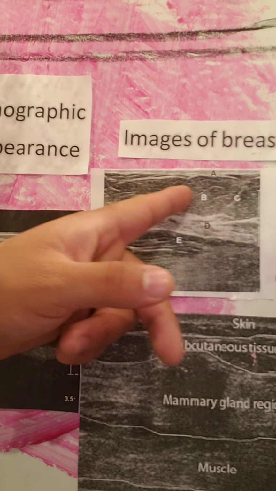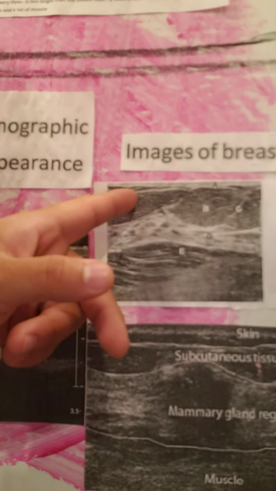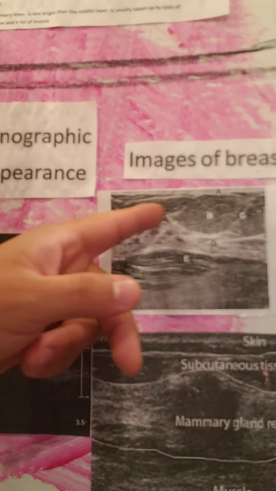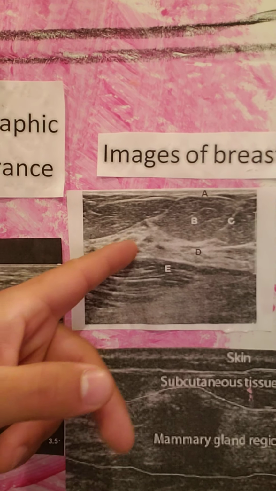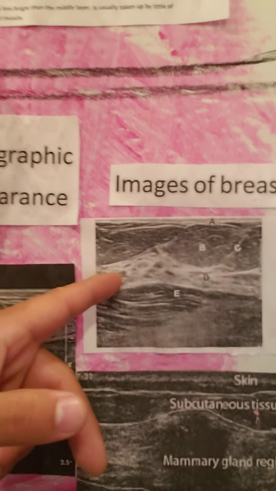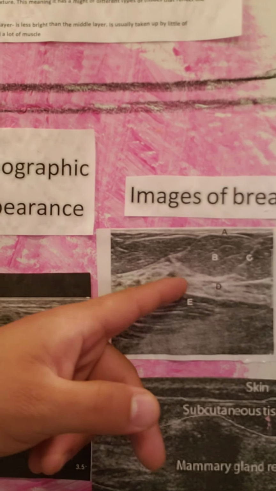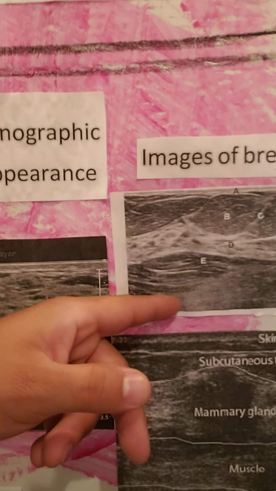As you can see, this is the retromammary layer. I'm sorry, this is the premammary layer right here on top. You can see it's darker than the mammary layer right here. This right here is the mammary layer, which is where the milk is produced and excreted towards the nipple. And then this is what we call the retromammary layer right here. The retromammary layer basically means that it's behind the mammary layer. This layer is also hypoechoic, which is less reflective than the middle layer. So it appears darker in the ultrasound machine.